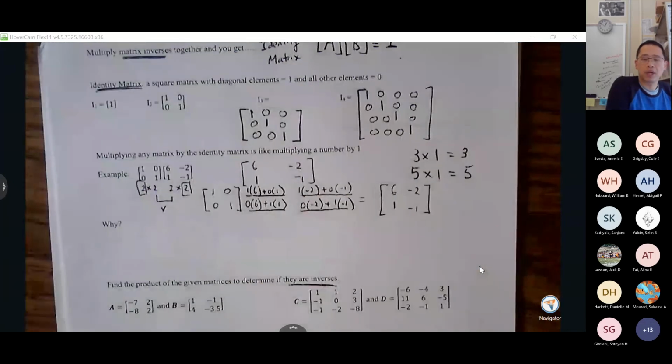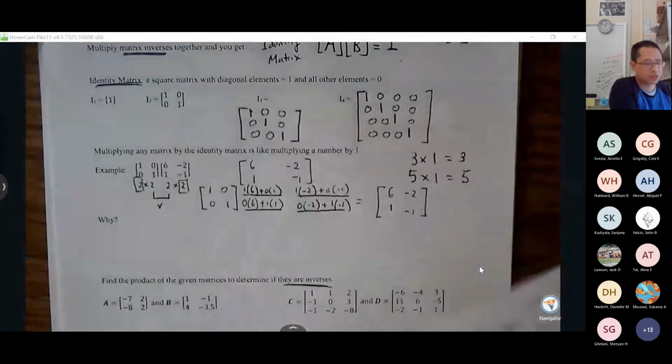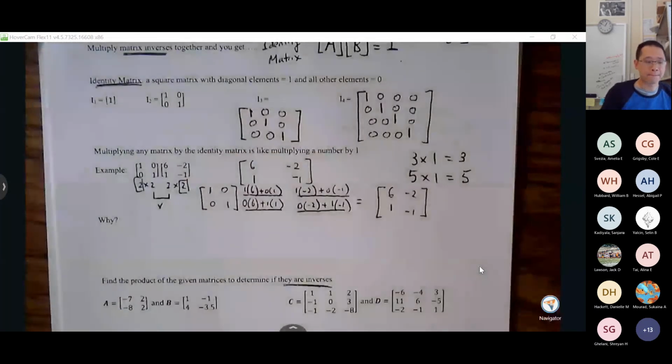Okay, so we'll pick up tomorrow with our notes as well as finishing the 5.02b practice worksheets. We didn't get to 10 and 11, and we'll get to those tomorrow as well.